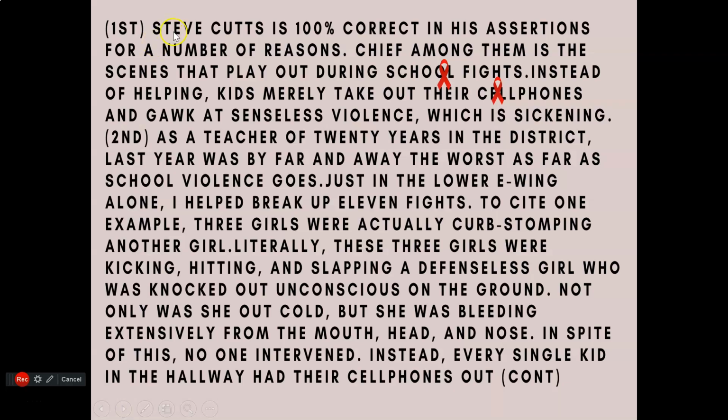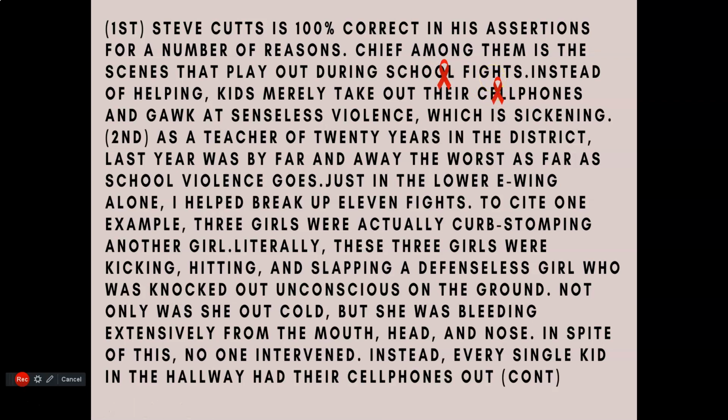Go syllogistically. So tie the ribbon around your trunk, your promise, and refocus the thesis, and call the plays at the line of scrimmage, show your poker cards, state your promise, tie a ribbon around your trunk, however you want to call it. Steve Kurtz is 100% correct in his assertions for a number of reasons. Chief among them is the scenes that play out during school fights. Instead of helping, kids merely take out their cell phones and gawk at senseless violence, which is sickening. So we're going to tie the ribbon around the trunk of school fights, and the idea that's associated to the prompt and the thesis of cell phones come out.